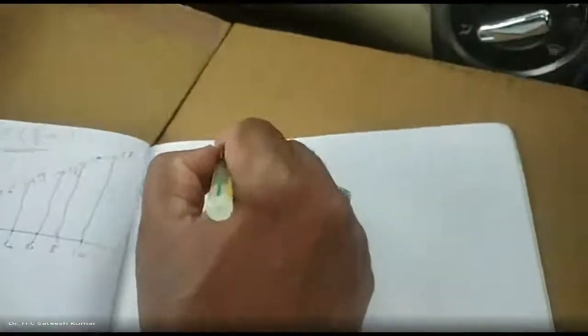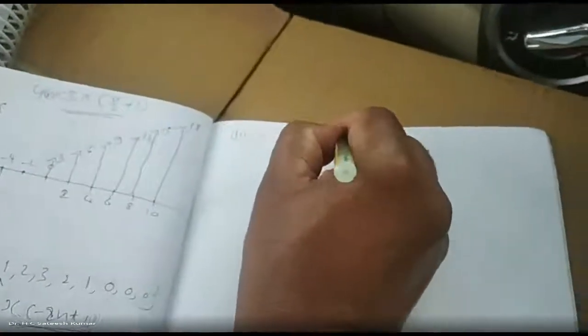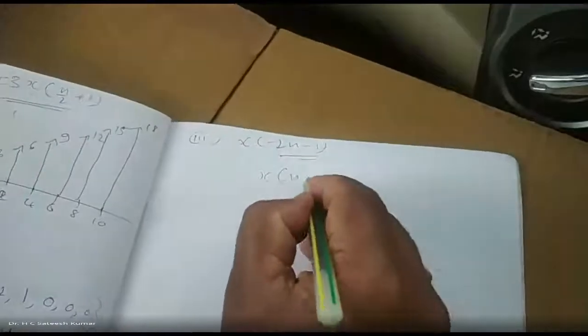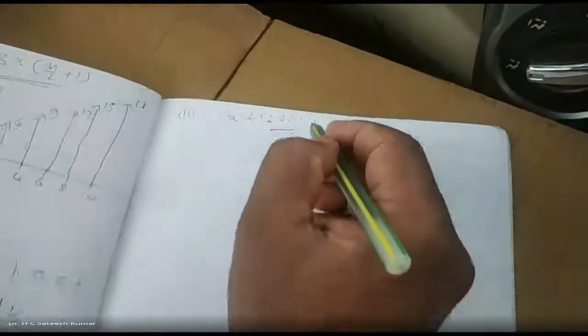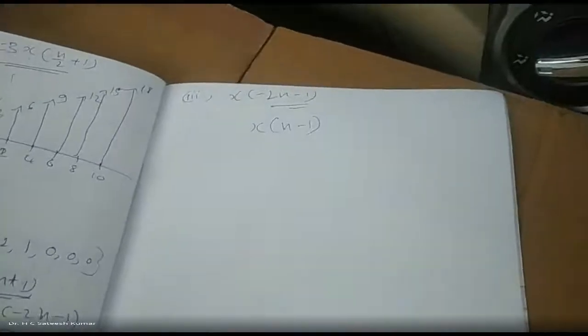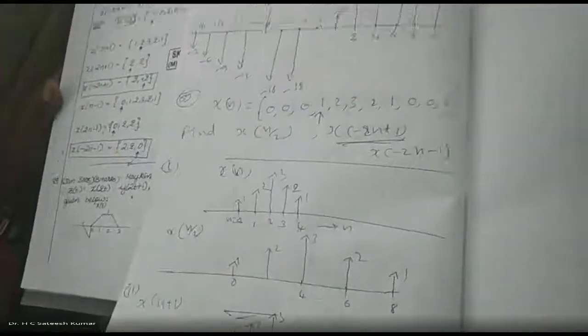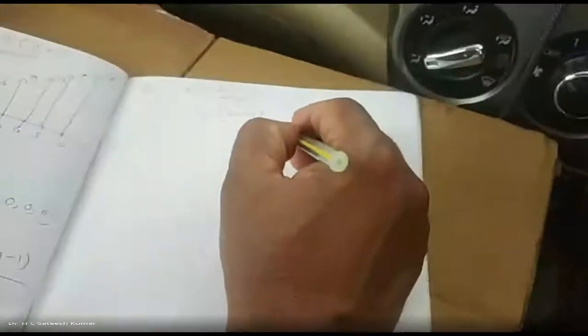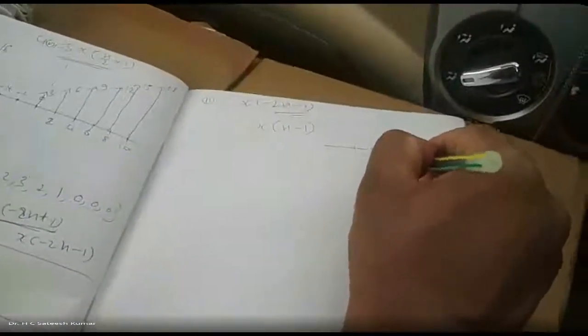Third one. X of minus 2n minus 1 we need to calculate. Okay, first you find out x of n minus 1. Shift right by 1 unit. So original signal is changing from 0 to 4. Now what will happen? Shift right by 1 unit means what? It starts from this 0 will go to 1. So starts from 1, 2, 3, 4, 5.